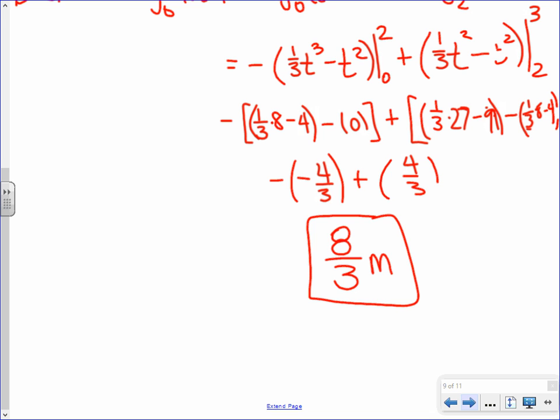So 8/3 meters is actually how far this particle travels as it's going back and forth, right? It may have ended at its original position, but it traveled a distance of 8/3 meters.